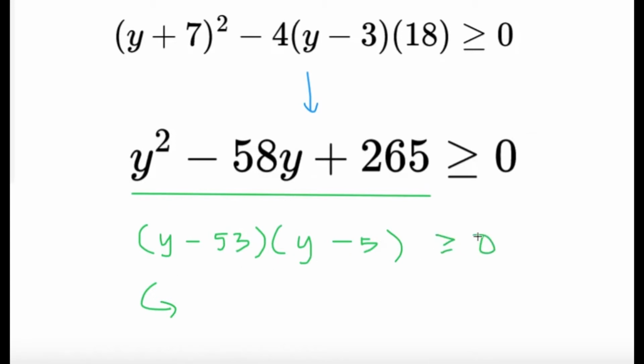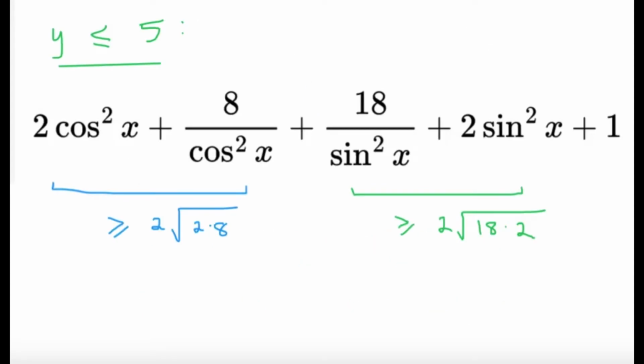So this will be greater than or equal to 0, and we get two ranges of solutions. Y is either less than or equal to 5, or y is greater than or equal to 53, and we're going to look into both of these independently. Let's focus on the first one, y less than or equal to 5. Because we're asked to get the minimum value of y, if that is true, then the given expression doesn't really have a minimum value.